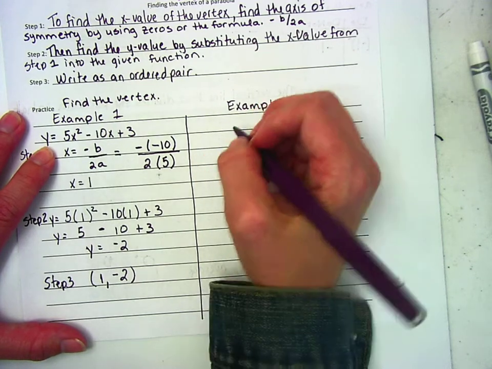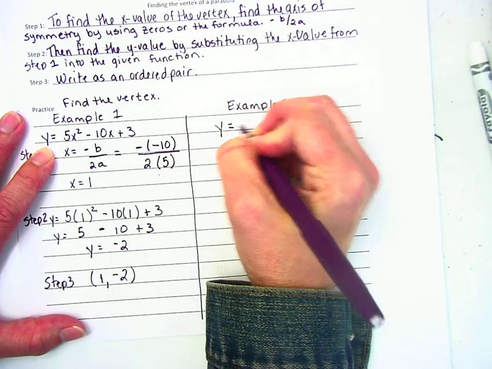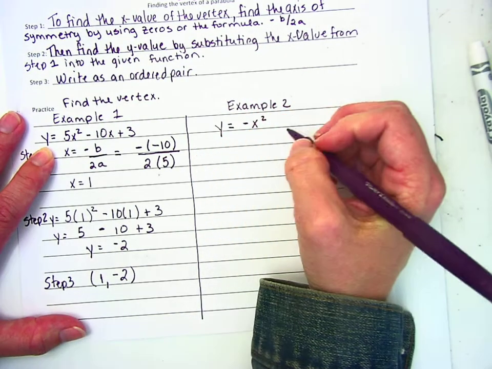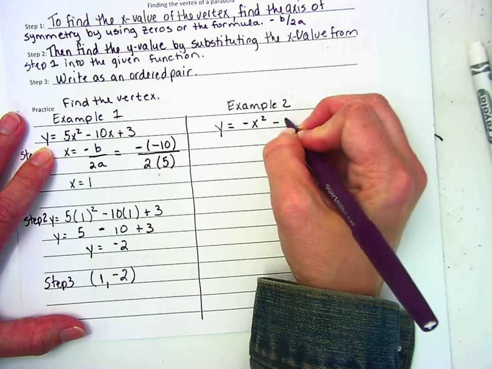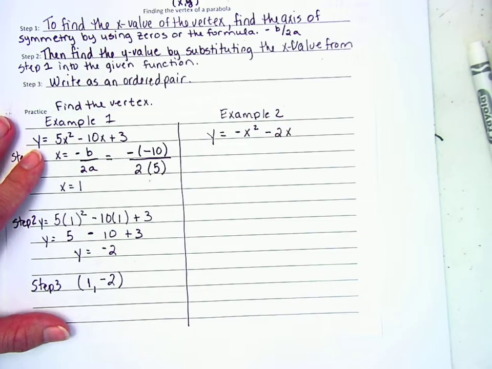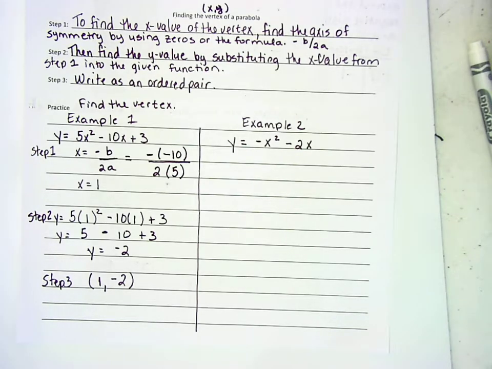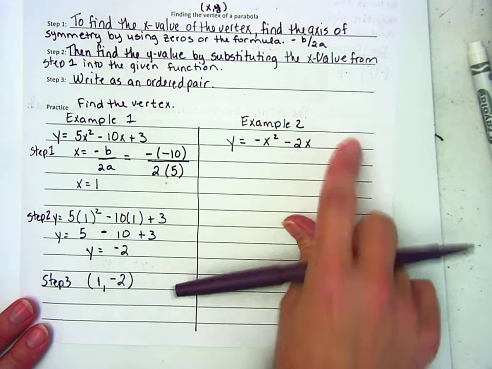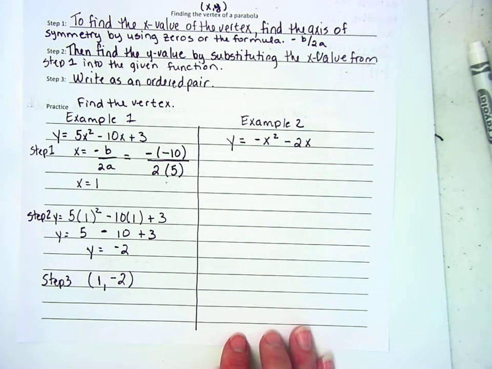I have y equals negative x squared minus 2x. What's the value of a? Negative 1. Good. What's the value of b? 2. What's the value of c? 0. If it's not there. Now, what does it matter right now? Whenever I go to substitute it back in, I just need to know that I'm not adding anything on for the value of c. Okay?